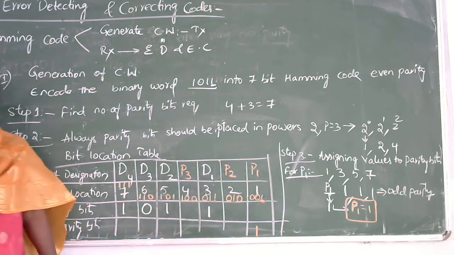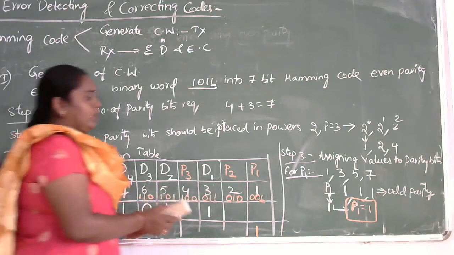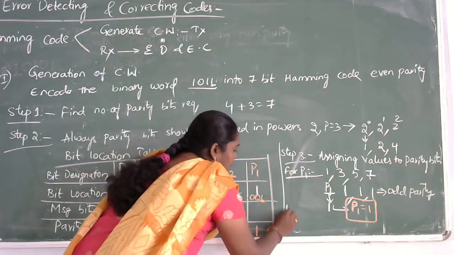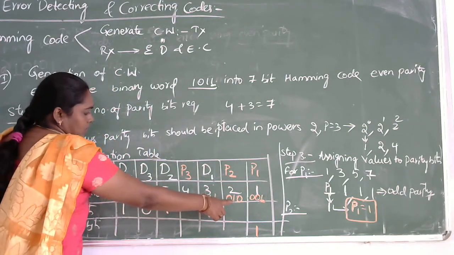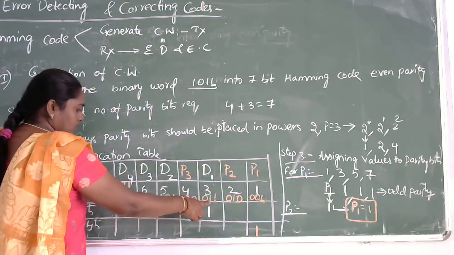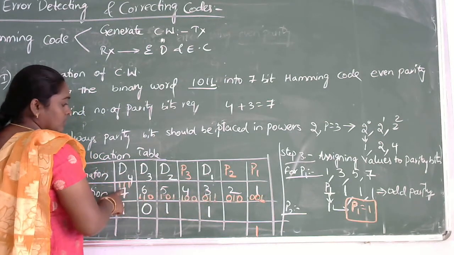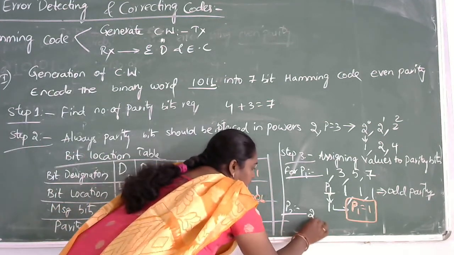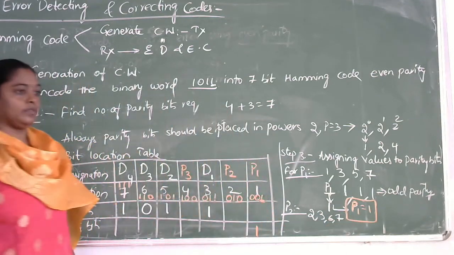Similarly, if I want to check for P2, under P2, the 1 is present in the middle position. So, in order to check for P2, I need to check which bits? Bits 2, 3, 6, 7. So in order to write down for P2, I need to check for 2, 3, 6 and 7.